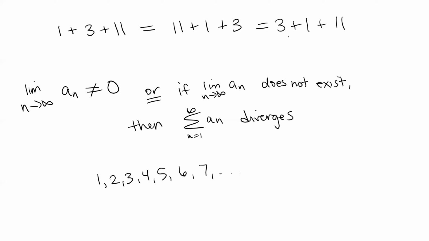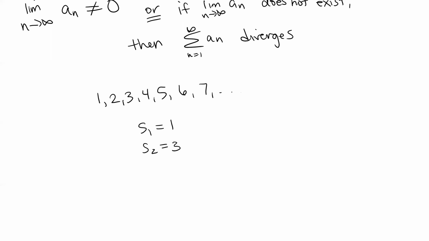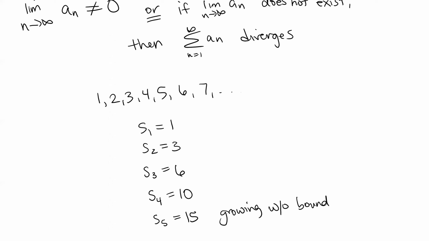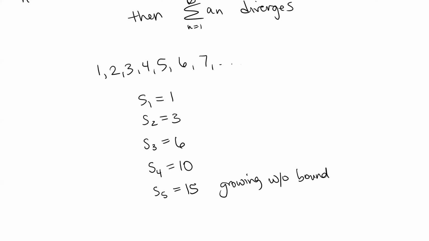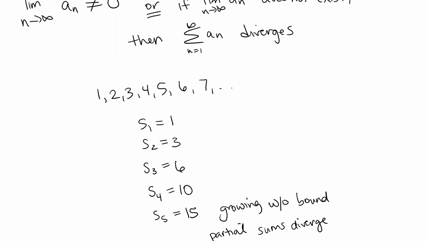So our partial sums are going to be S1 is 1, S2 equals 1 plus 2 or 3, S3 is equal to 1 plus 2 plus 3 or 6, S4 is equal to 1 plus 2 plus 3 plus 4, so 10. We can see that these are starting to look like they're growing without bound. So our partial sums will not be able to converge. And this is happening because these terms are not getting increasingly close to zero. So here's a_1, here's a_2, a_3, the limit of these terms as n goes to infinity is not equal to zero.